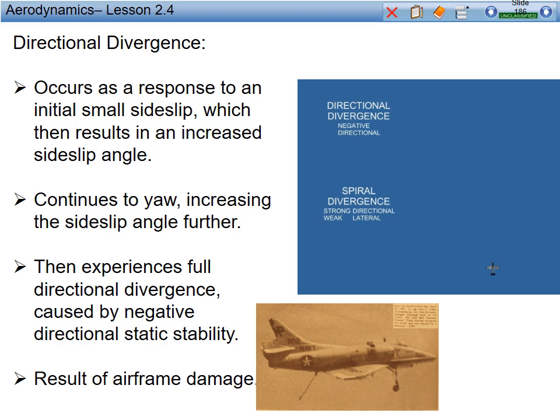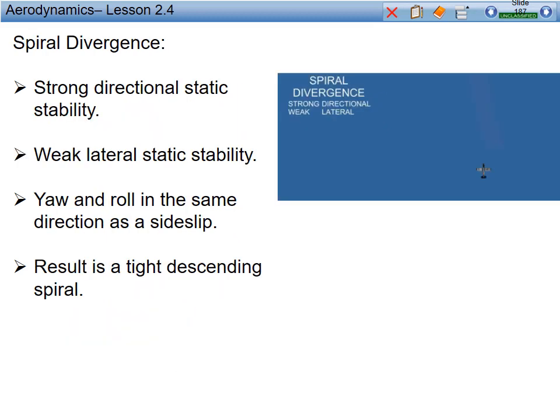Eventually, the airplane will become uncontrollable. Spiral divergence is caused by an aircraft that has strong directional static stability but weak lateral static stability. A plane that has this is the EA-6B Harrier.